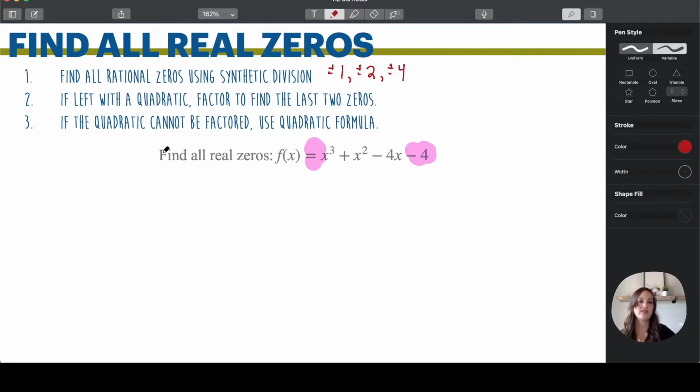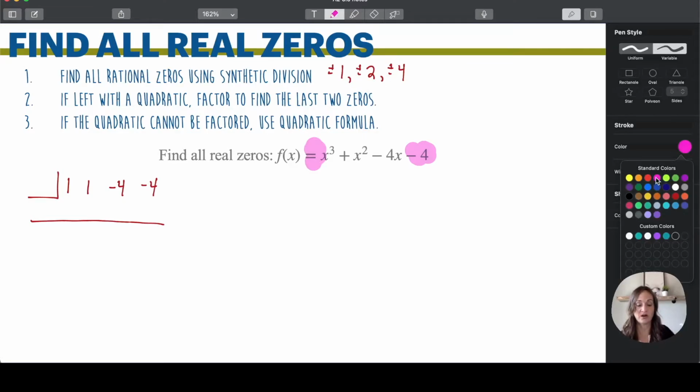Now what we do with that is we are going to actually use synthetic division. So let's build our shelf, and by synthetic division, our coefficients are 1, 1, -4, and -4. And so what we do is we are going to guess at which of these possible numbers will give us a remainder of 0. We do not know what those numbers are, so we're just going to have to kind of guess and check.